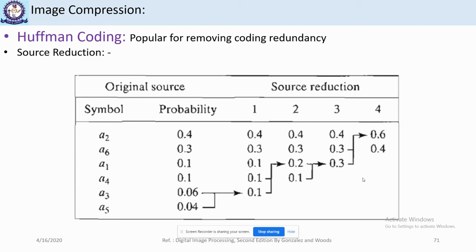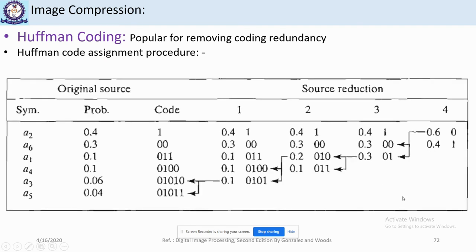In the second step, we assign the code to each individual probability. We start from the last reduction, that means the fourth reduction. We assign 0 and 1 to each probability. 0.6 and 0.4 were the last two probabilities we got, so we assign 0 to one and 1 to another.